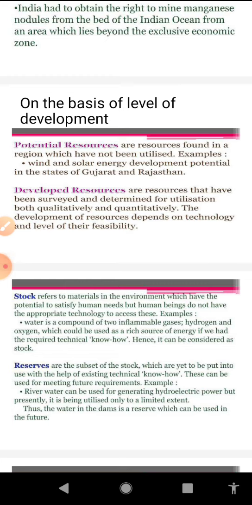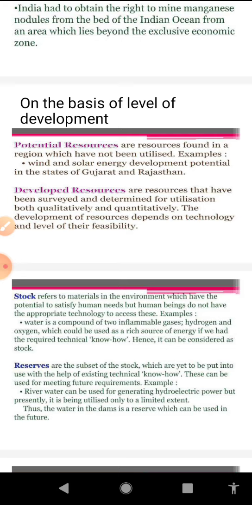Then another one, on the basis of status of development. Resources can be potential resources, resources which are likely to exist in an area. This type of resource is imaginative data, because surveying and mapping has not been done. So simply we are imagining that in this or that area there will be the availability of this type of resource, and the quantity and quality of the resources may be this or that.